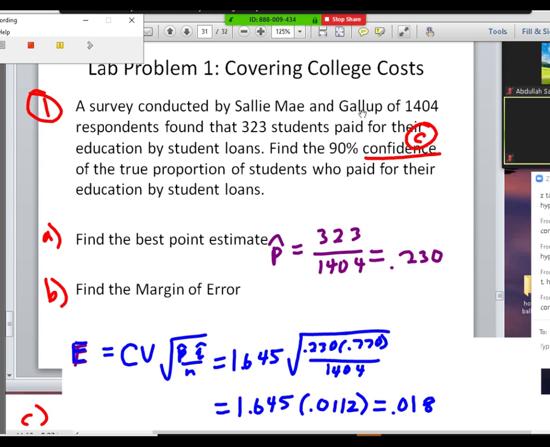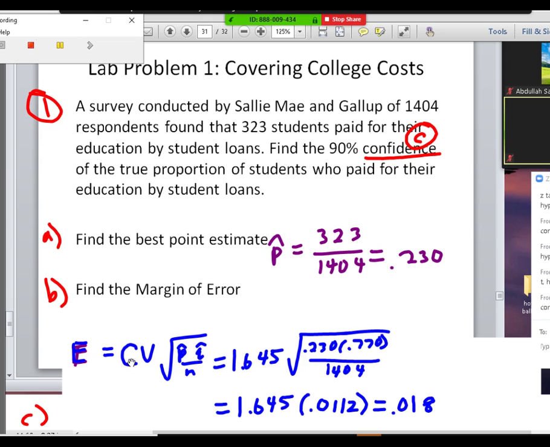So I had 323 out of 1,404 people, so 0.230, that is my point estimate. I want 3 sig figs here, guys, so 0.230. Since 0.230 is the same, okay, yeah, so 0.230, that's what I want there. Find the margin of error.